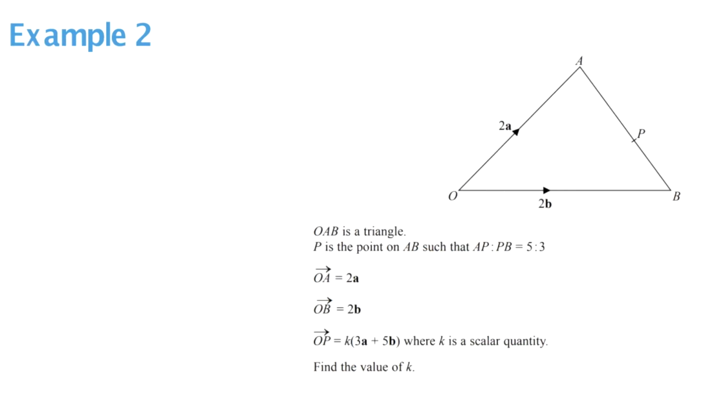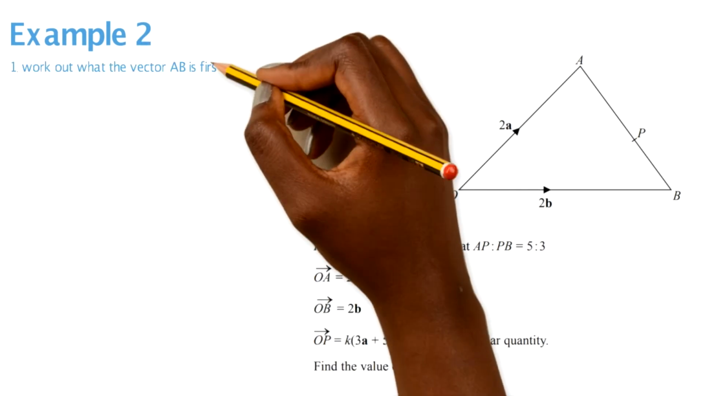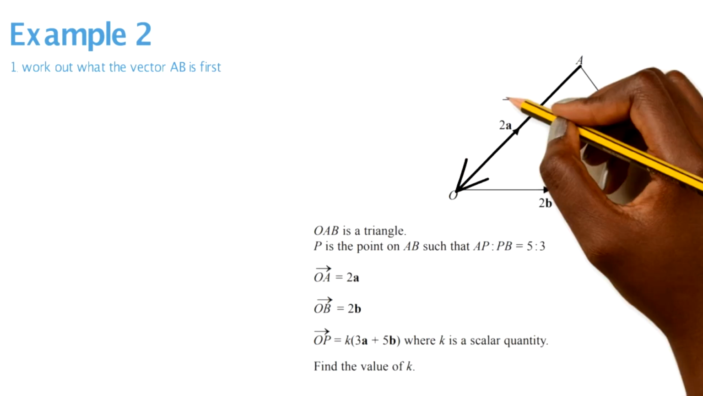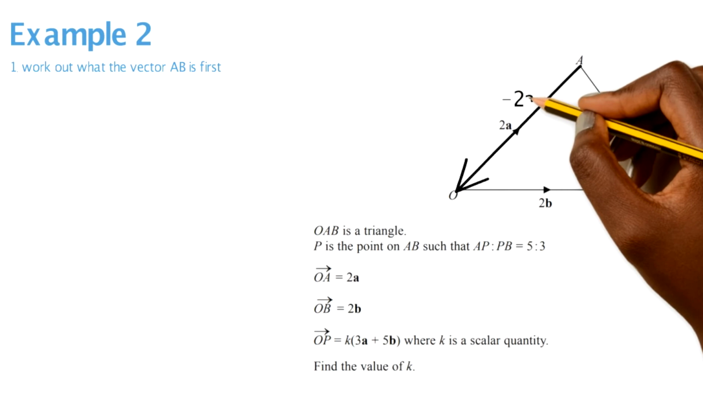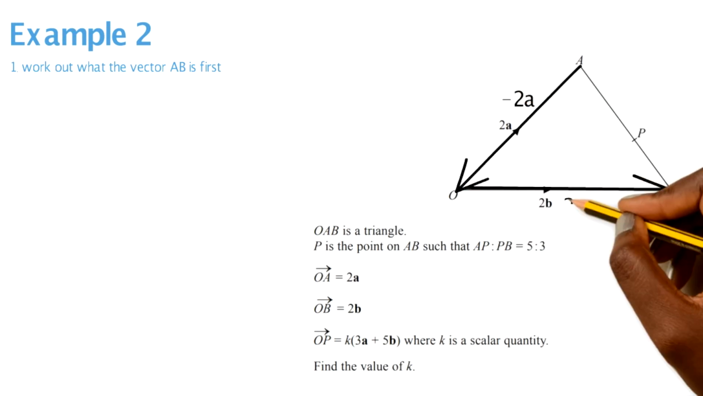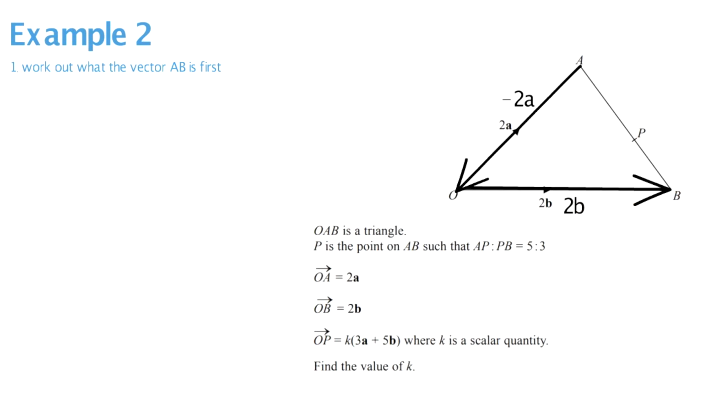Example 2. So here we have our vector, and in this scenario, it wants us to work out the actual scalar value of k. The first thing we're going to do is work out the vector from A to B. From A to B, we'd go from A to O, which would be -2a because it's a change in direction, and then it would be plus the 2b. So our vector AB is going to be 2b minus 2a.